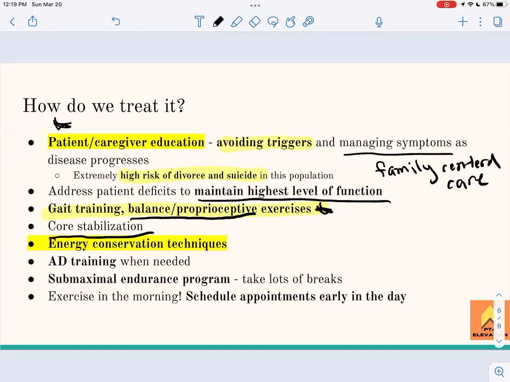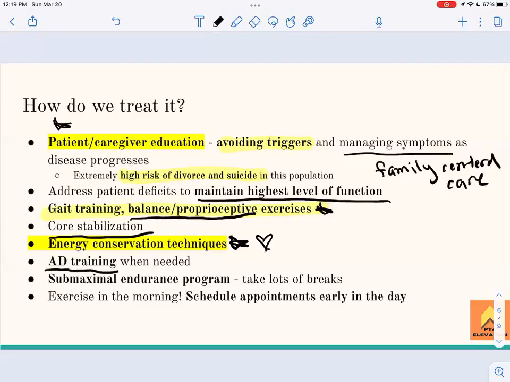So the biggest thing, and I have it highlighted, everybody, are energy conservation techniques with this patient, because we don't want to exacerbate their symptoms. We don't want to make them worse. We don't want to hurt them. We want them to be okay. So energy conservation techniques are the holy grail when it comes to MS or anybody with a condition that requires a lot of seated rest.